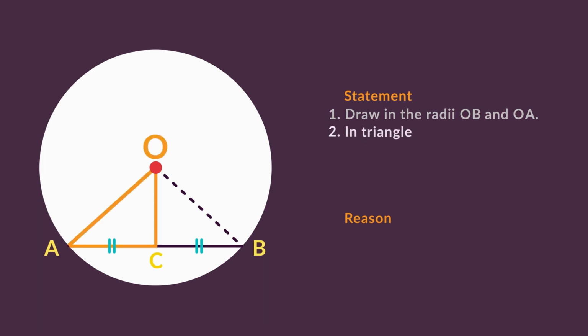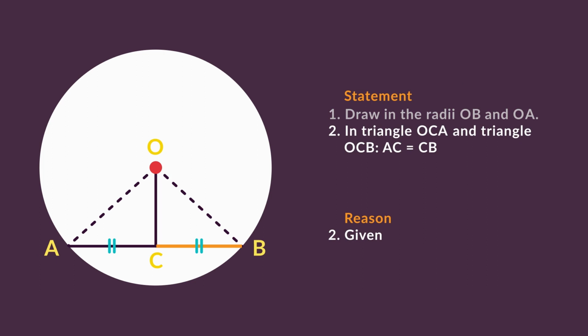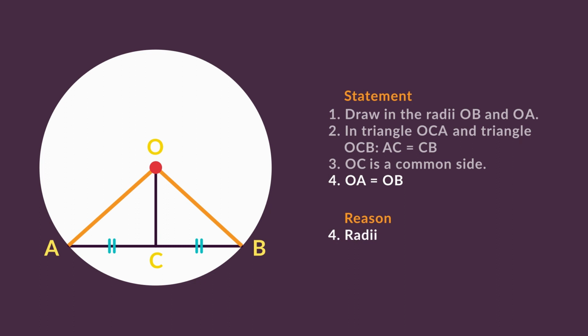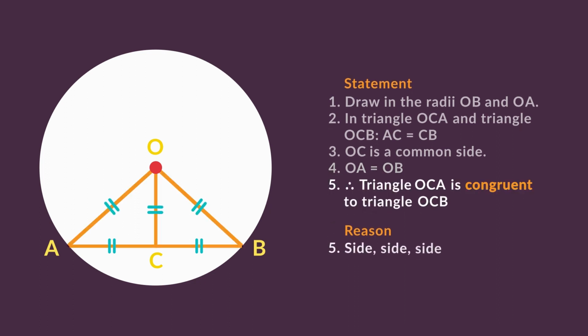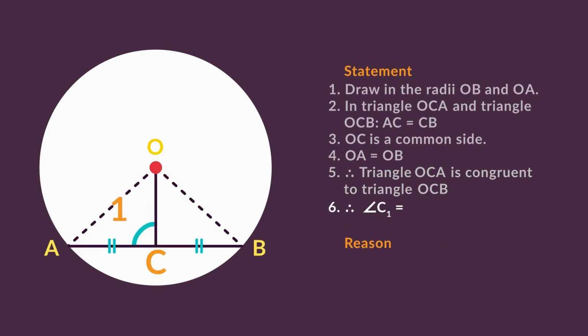Now, look at triangles OCA and OCB. AC equals CB because OC bisects AB. The 2 triangles have a common side, OC, and sides OA and OB are equal because they are radii. Therefore, the triangles are congruent to each other with all 3 sides equal. And angle C1 is equal to angle C2.